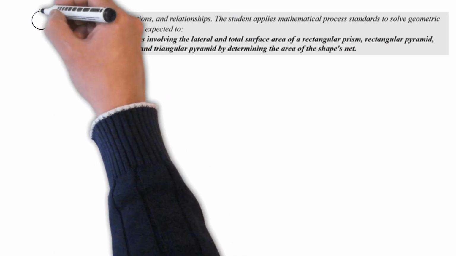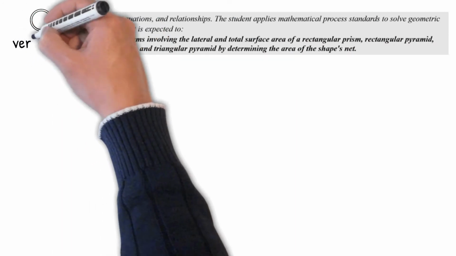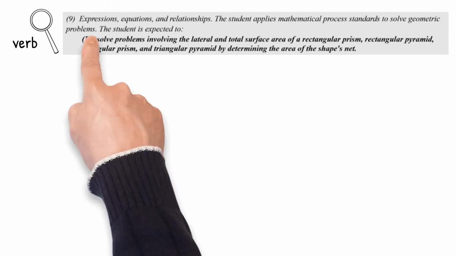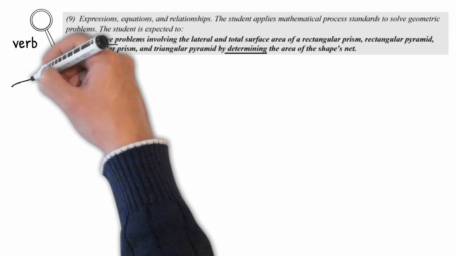Let's look at how this math standard can be used to write objectives and activities. The objective is written by looking at the verbs in the standard. This standard reads, the student is expected to solve problems involving the lateral and total surface area of a rectangular prism, rectangular pyramid, triangular prism, and triangular pyramid by determining the area of the surface, the shape's net. The verbs here are solve and determining. Sometimes we can use the standard as the objective, as is the case here.